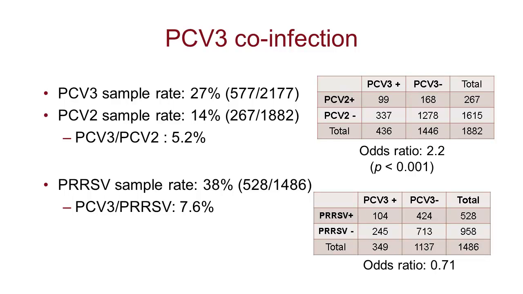As for PRRS, we have a 38% positive rate in our samples with the PRRS test. The co-infection rate was 7.6%, but the odds ratio is less than 1. So we didn't find an association between PRRS and PCV3.